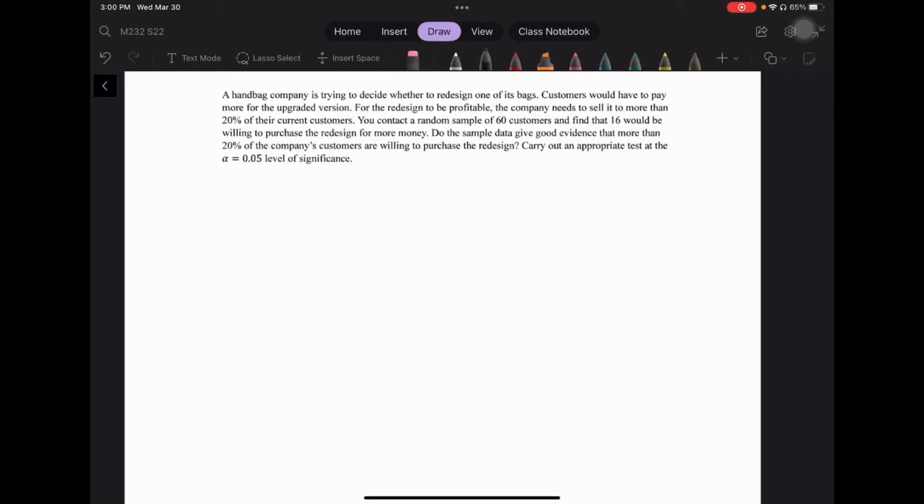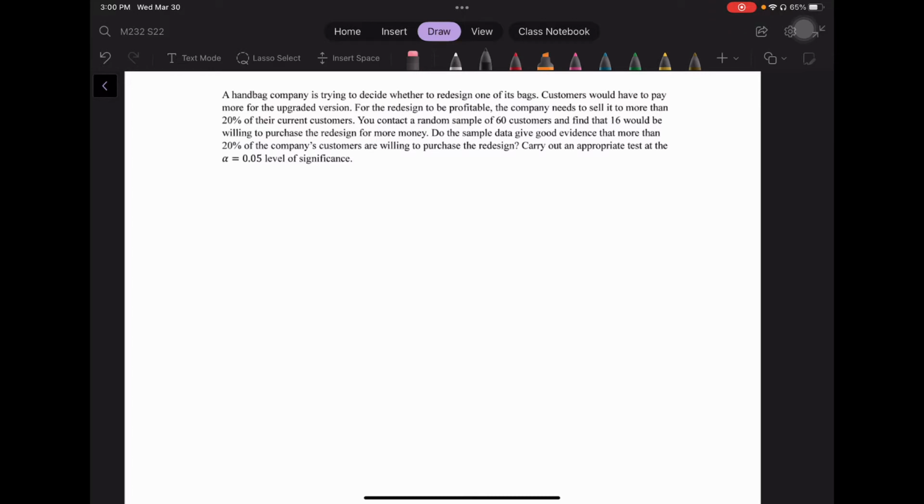Okay, we are going to do another problem using the four-step process, and let's figure out what this question is asking. We have a handbag company that's trying to decide whether to redesign one of its bags. Customers have to pay more for the upgraded version. For the redesign to be profitable, the company needs to sell it to more than 20% of their current customers.